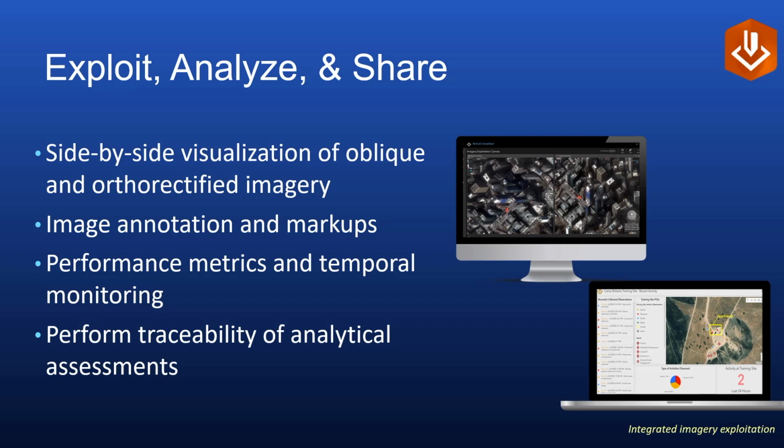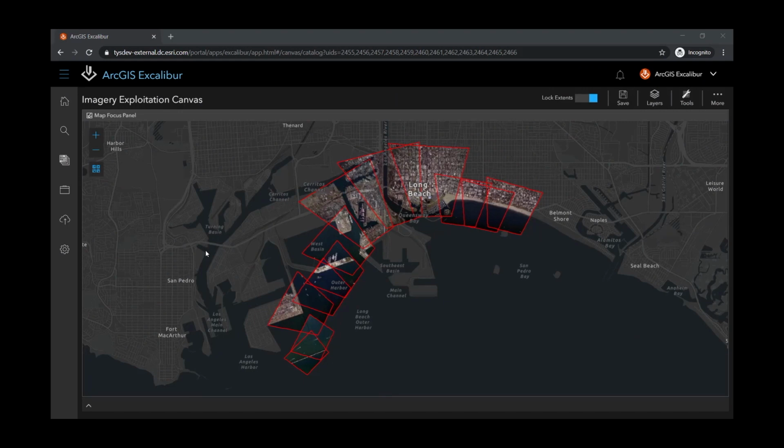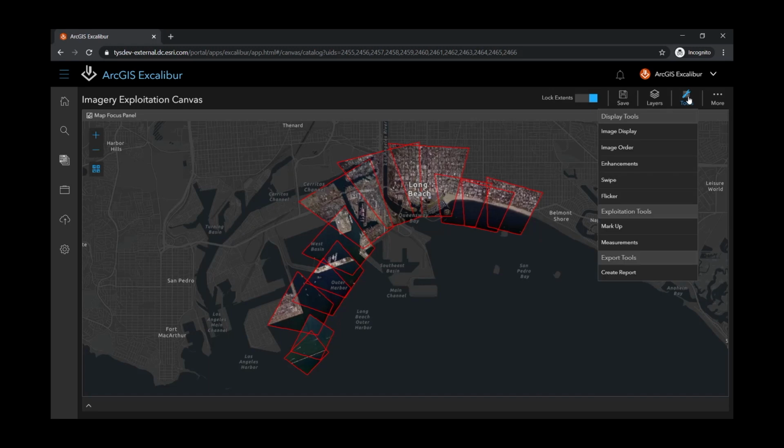Let's take a look at how the capabilities of imagery exploitation and geospatial analysis are fully integrated in a web-based application. ArcGIS Excalibur enables users to view and analyze their focused imagery layer in the imagery exploitation canvas. A set of tools allows you to work directly with the imagery service and includes features to enhance the display of your image, exploit your image through markup and measurement, and export the current view of your imagery for use in reports.